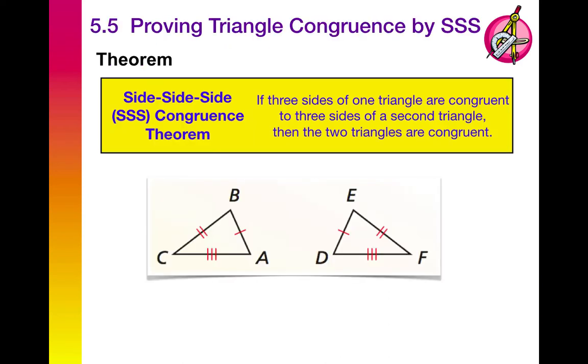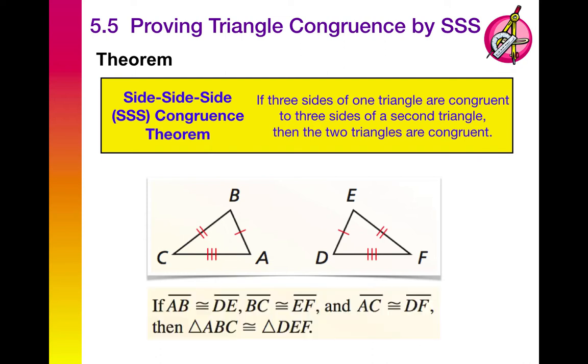There's a theorem that says that all we need is three sides. If we can show that three sides of one triangle are congruent to three sides of another triangle, then the triangles are congruent. We don't need any of the angles to show that.